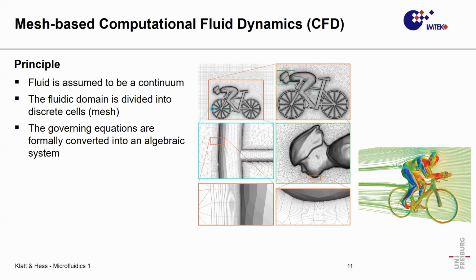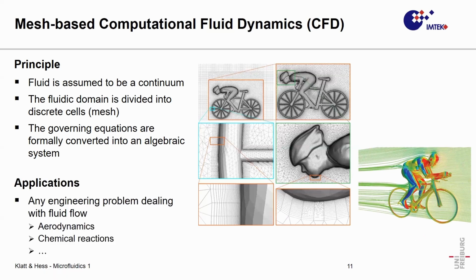There exist various applications for this type of approach. This is probably the most common approach when we talk about modeling and simulation in the area of fluid dynamics. So mesh-based computational fluid dynamics are used in basically any engineering problem that deals with fluid flow. It can be problems dealing with aerodynamics or with chemical reactions or heat transfer problems. So all those areas are covered by this approach.